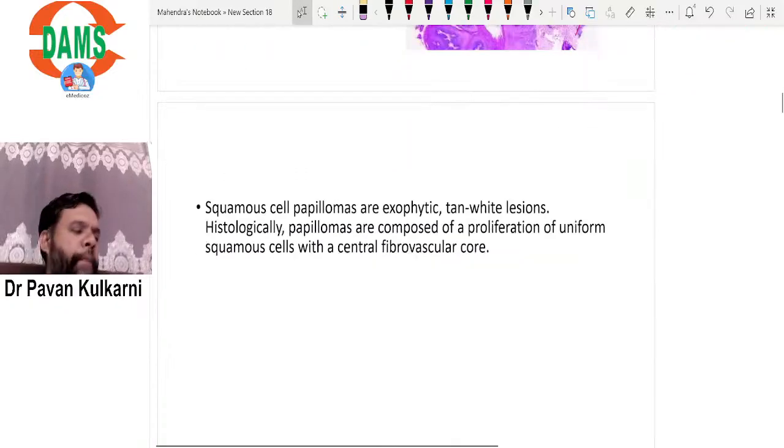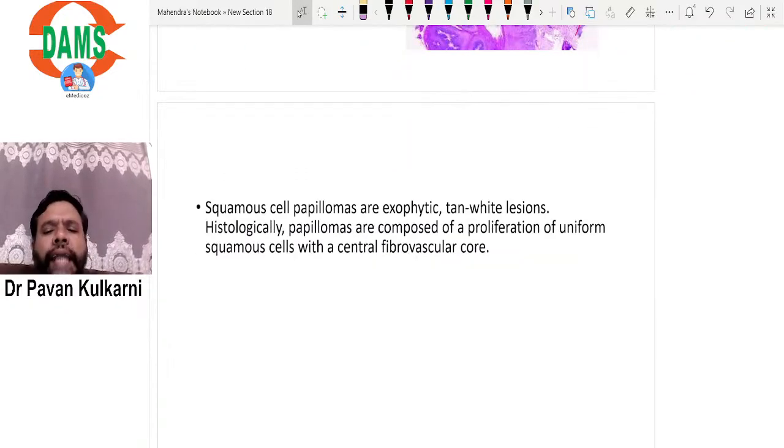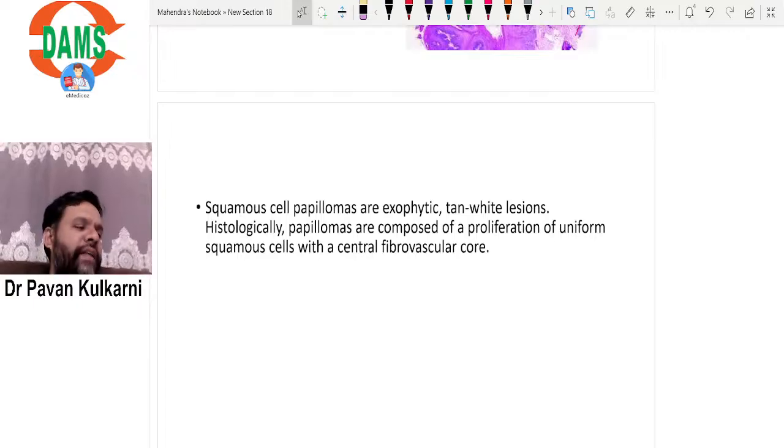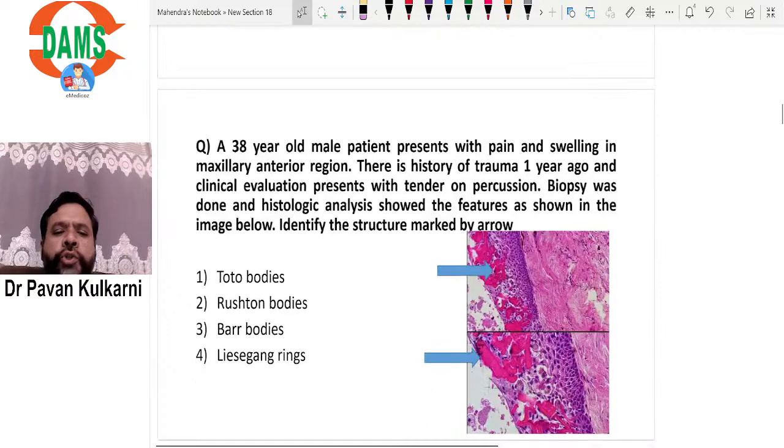So squamous papillomas are exophytic tan white lesions. Histologically, papillomas are composed of a proliferation of uniform squamous cells with the central fibrovascular core. There is nothing much to remember in this. So just the same what we have discussed. Moving on to the next question.